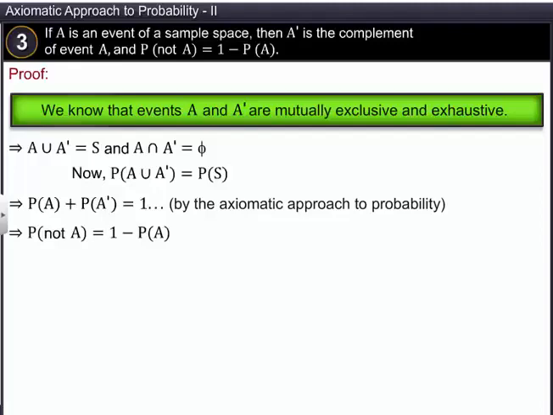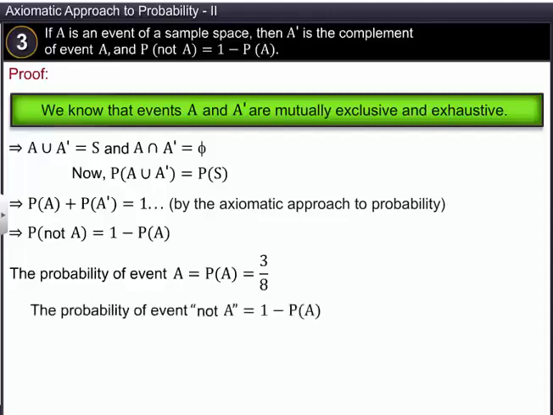Let's look at an example. If the probability of event A is 3 divided by 8, then the probability of event A' is equal to 1 minus the probability of A, which is equal to 5 divided by 8.